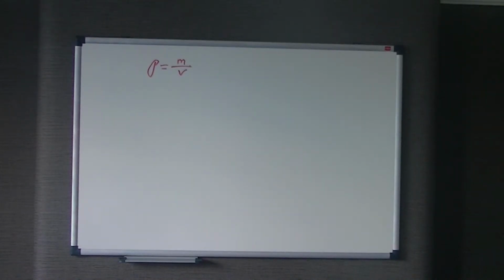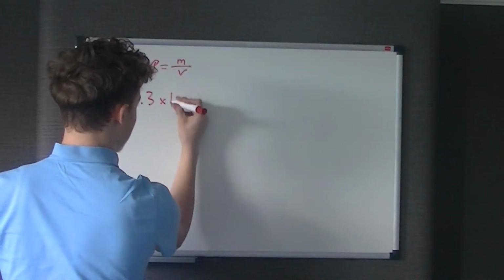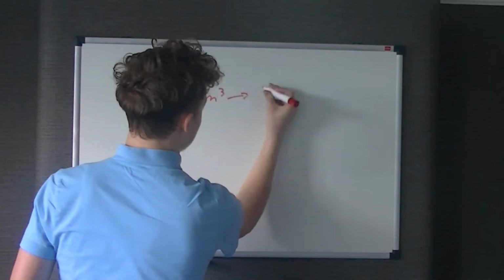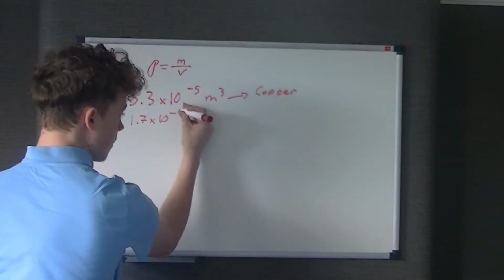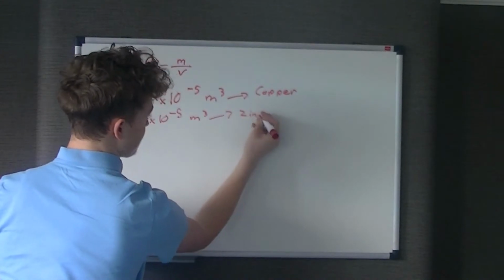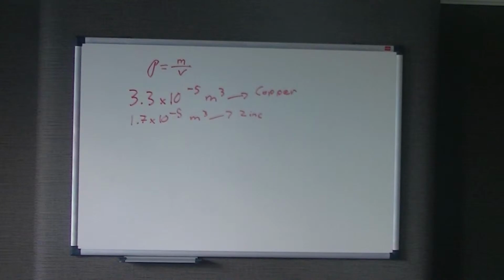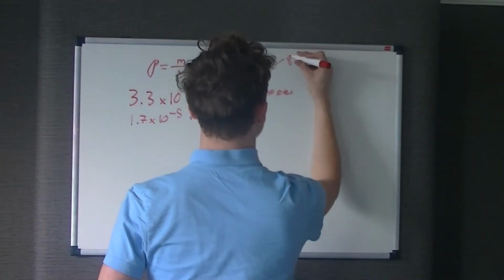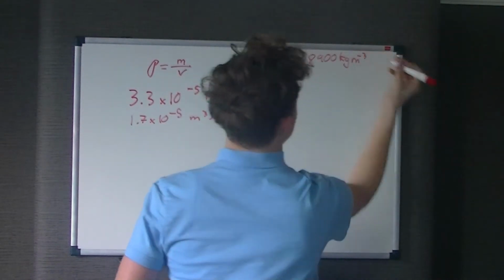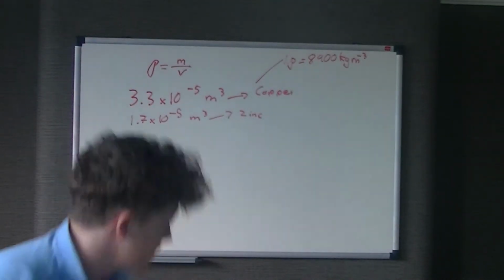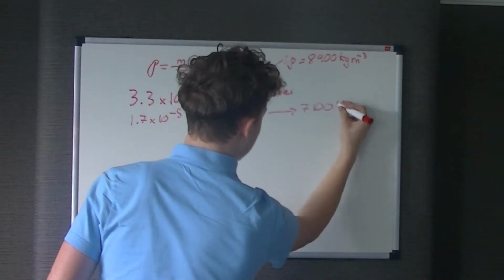It says a brass object consists of 3.3 times 10 to the minus 5 meters cubed of copper. So this is just a brass object. And 1.7 times 10 to the minus 5 meters cubed of zinc. So they're two different metals, and together they make an alloy. Now the density of copper is really high, 8,900 kilograms per meter cubed. So rho equals 8,900 kg per meter cubed. And the density of zinc is 7,100 kilograms per meter cubed.